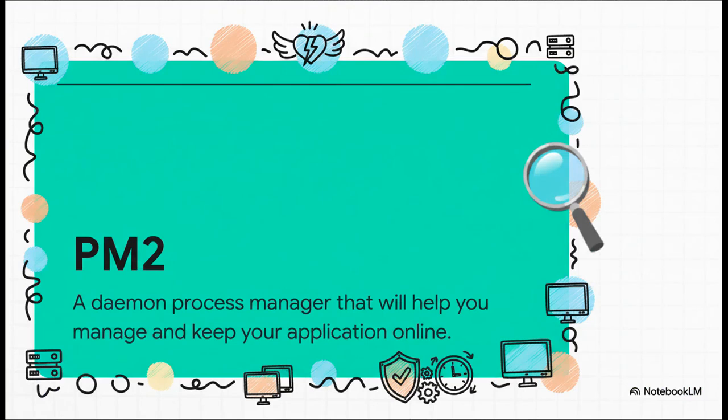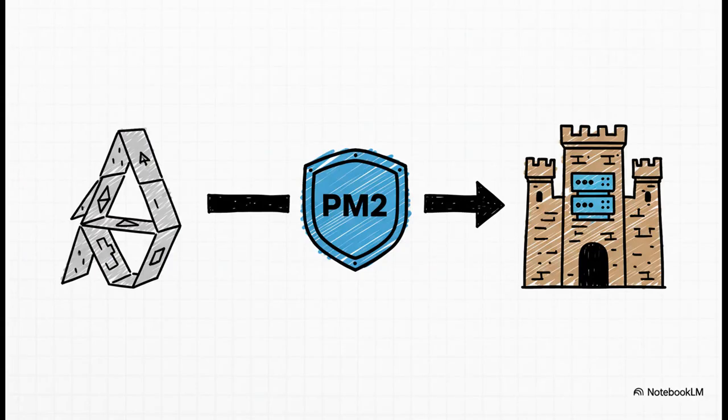PM2 is what's called a daemon process manager. Now, that sounds fancy, but in simple terms, it's just a background service. Its entire job, its whole reason for existing, is to start your apps, keep an eye on them, and, this is the key part, restart them instantly if they ever crash. Yep, its core mission, keep your app online 24/7. That is its singular focus. It's all about ensuring uptime and reliability. It basically turns a fragile little process into a super resilient service that you can actually trust to stay running.